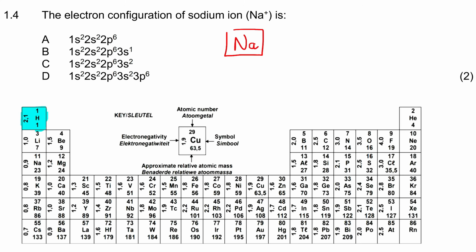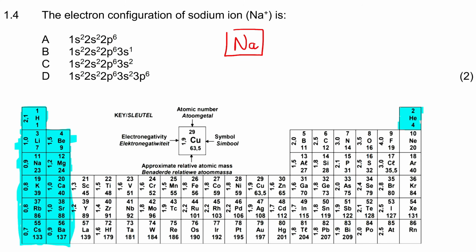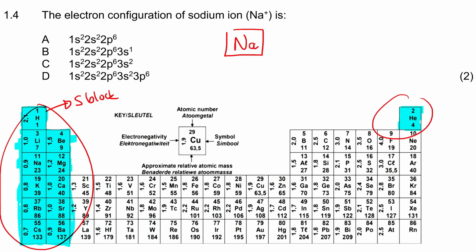So the first thing I want you to do is go and highlight that one, and then all of this in this block over here. Okay, so there we have it. Now I want you to remember that all these blue blocks are called the S block. Okay, so all of that, we call the S block.